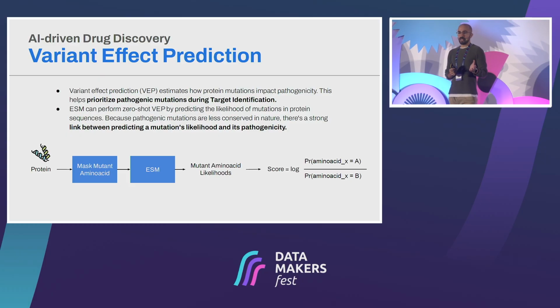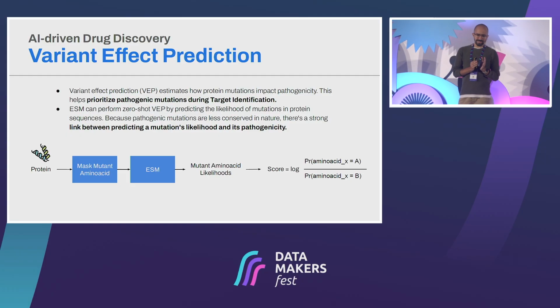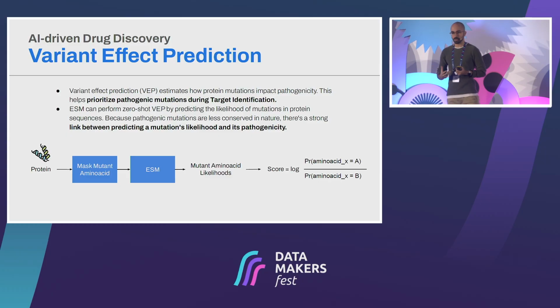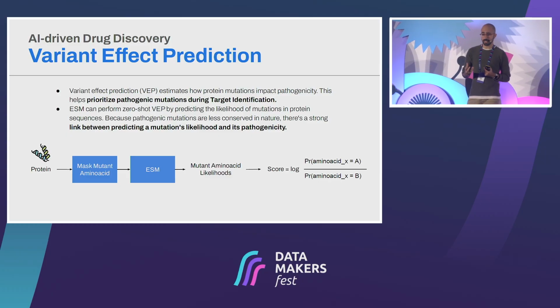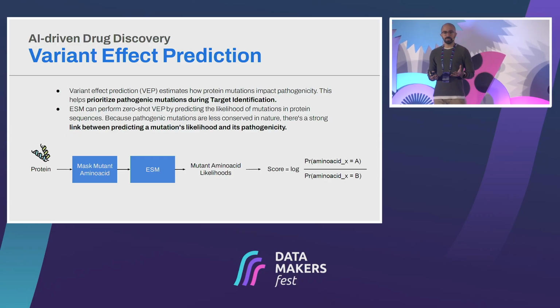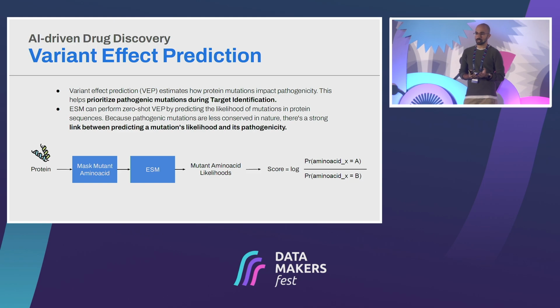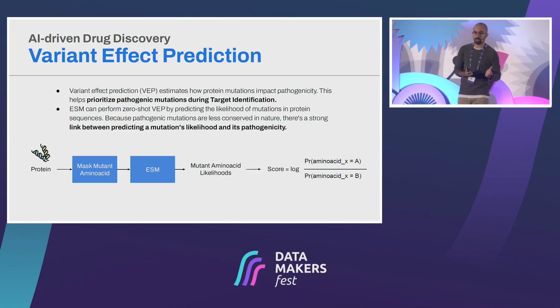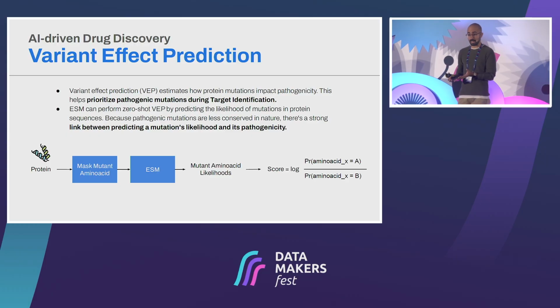Variant effect prediction is about estimating how a mutation in a protein, so you grab a protein, you change one amino acid or multiple of them, is going to impact the pathogenicity, so how pathogenic the function of that protein is because of that mutation. I think it's somewhat intuitive that this is helpful, especially in the target identification phase, the first one, because if you're trying to identify targets for your drug, you probably want to focus on mutations that are pathogenic. The ones that don't make a difference are probably not very important.